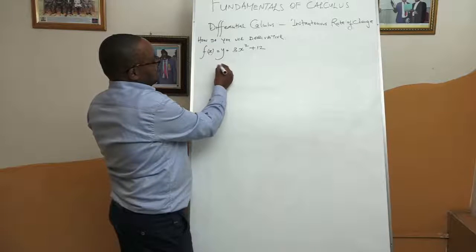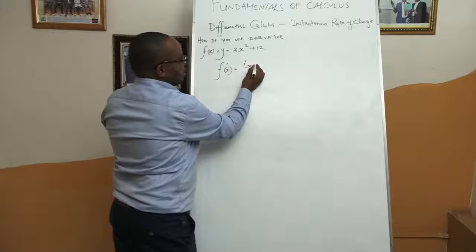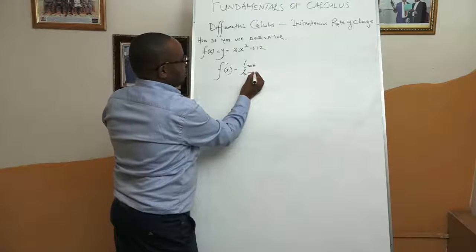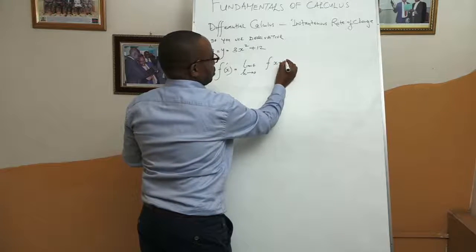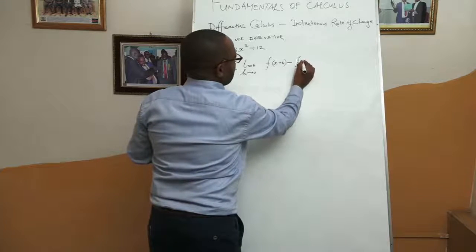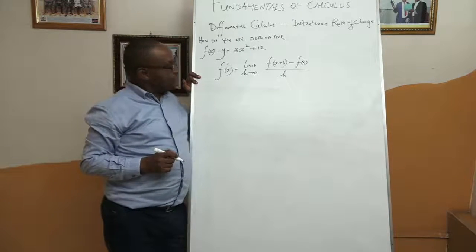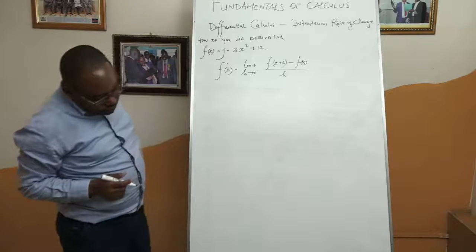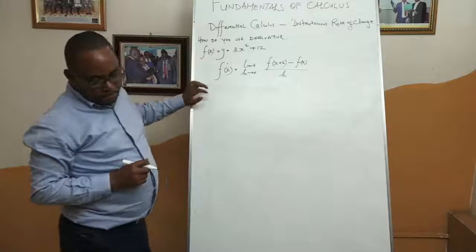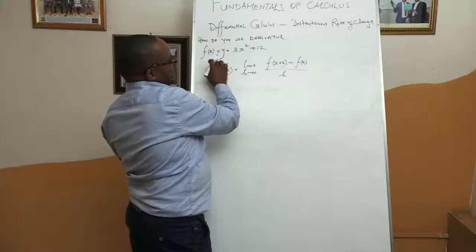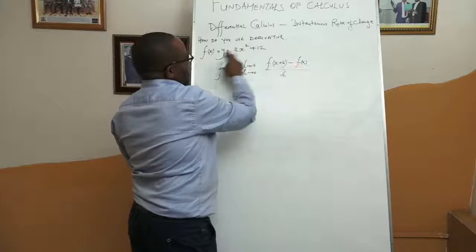Alright, remember we have seen the derivative, which is y prime, function prime, is equal to what? The limit of h towards 0 of f(x plus h) minus f(x), divided by h. We have established that from our derivation. We have derived that. And therefore, what you need to do is to insert your x into your function.